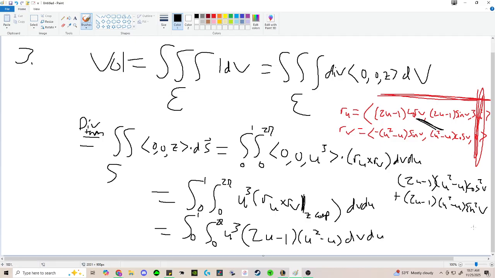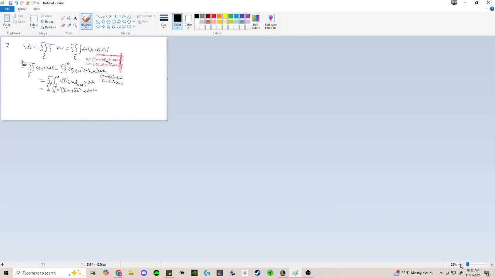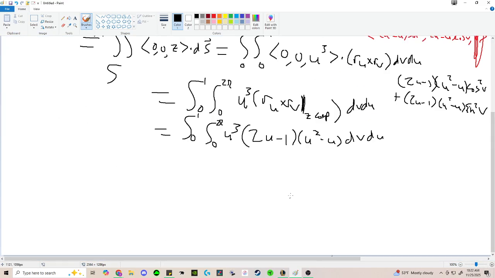Okay. And now I kind of wish I had a little more space here. I can do this. Perfect. All right. And so now our final little piece is that the integral from 0 to 2 pi, we can pull all this out. None of this has to depend on v.